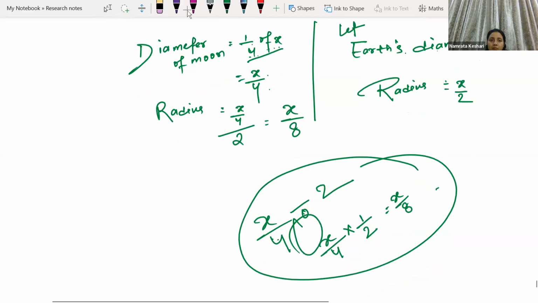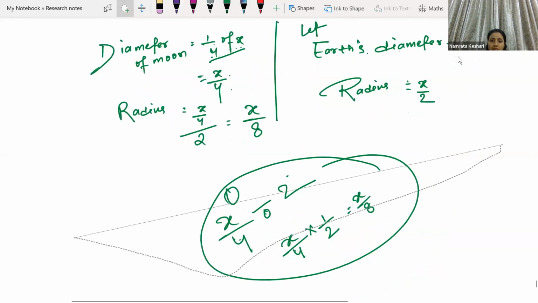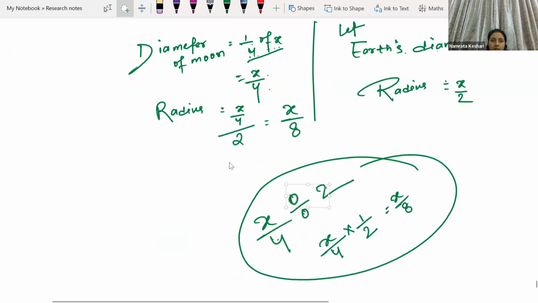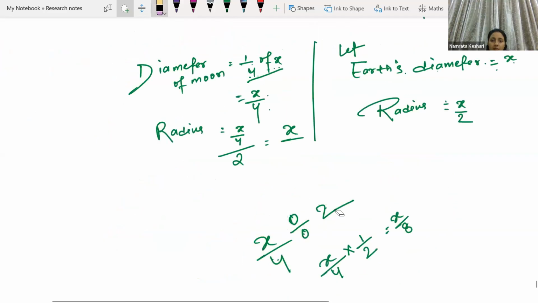Wait, you have to note it down. I'm not able to shift it towards that side. Let me try one more time. No. Please note it. I wanted to shift it in the corner, but it's fine. Note it. Going to rub it.